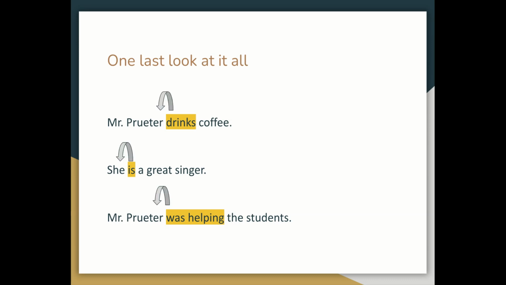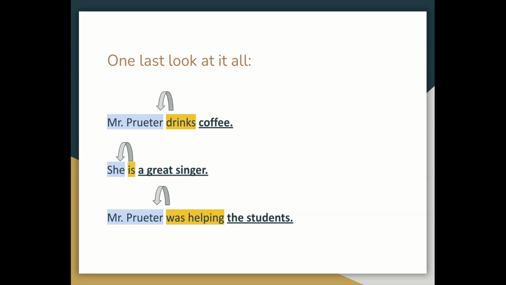Who drinks coffee? Mr. Pruder does. Who is a great singer? Who's in the state of being a great singer? She is a great singer. Who was helping the students? Mr. Pruder was helping the students. Those become our subjects. And therefore, we find our subjects in our verbs. And we also learned a little lesson on objects. Great thing just to keep in our back pocket.